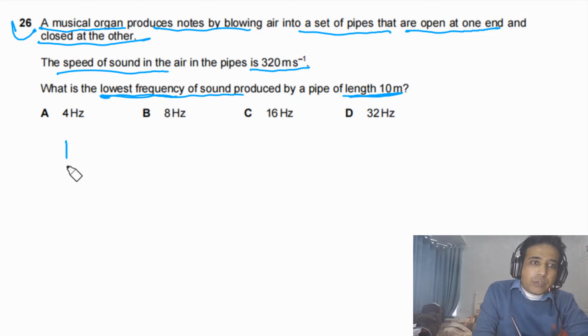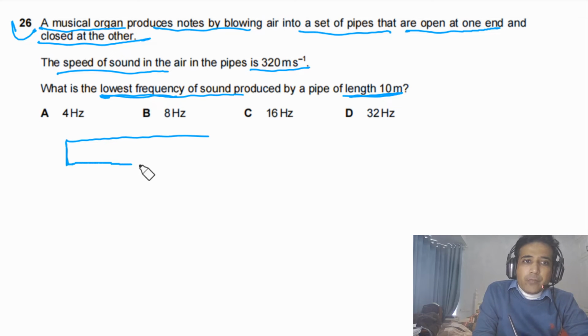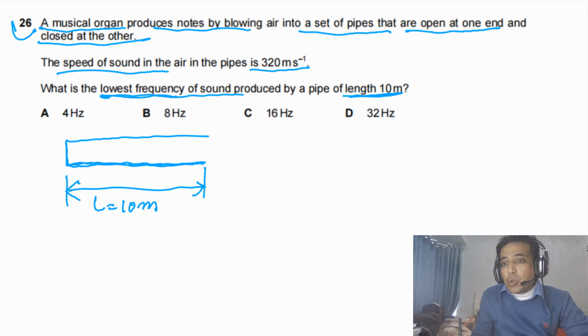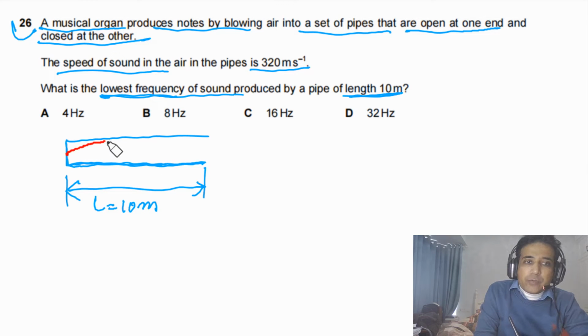Lowest frequency. So it is given to us one end open and one end closed pipe. So simply we can imagine this is one end open, one end closed pipe, and the length of this one is given to us, that is equal to 10 meters. So simply we can say this is 10 meters. Lowest frequency means the longest wavelength. So simply we can draw first of all the stationary wave inside this one. So this is how the stationary wave will look like. And if you look, this point is the node, and this point is the anti-node.